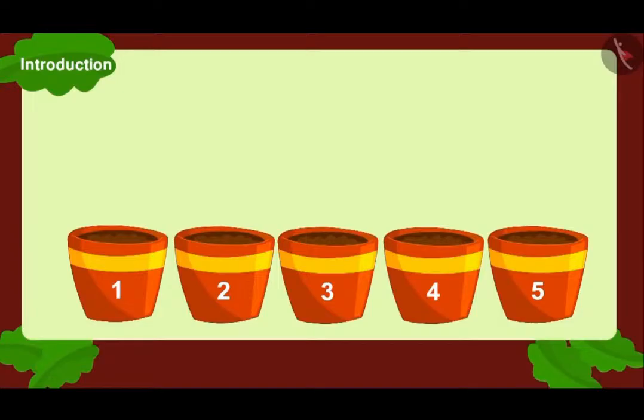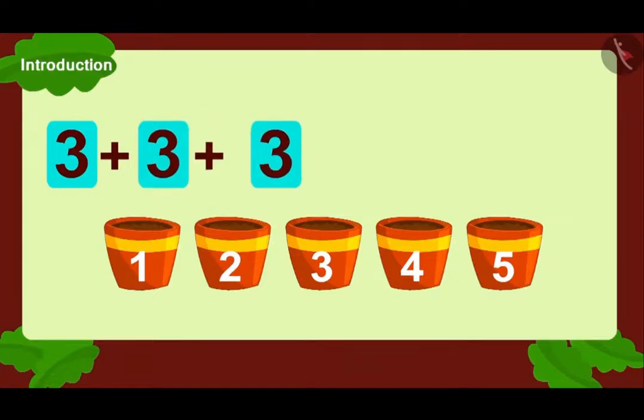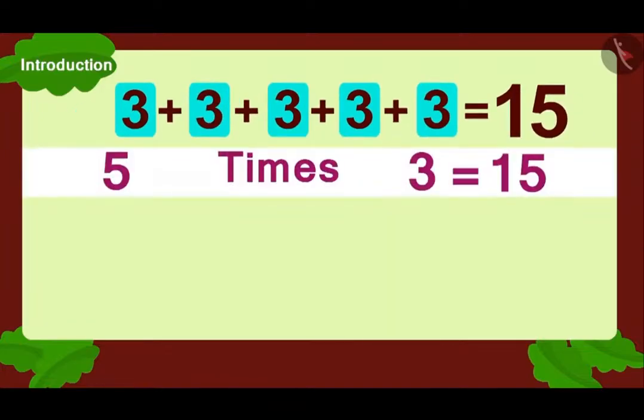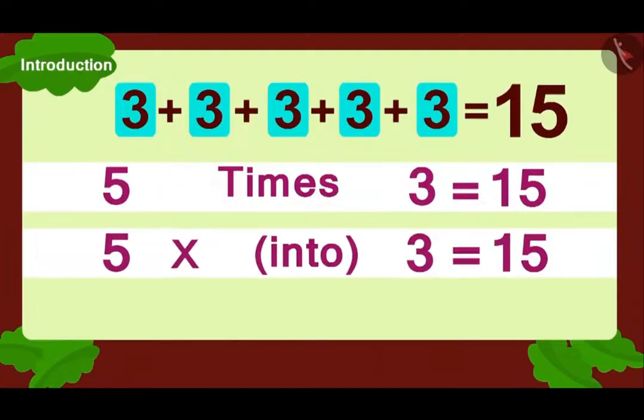Children, if Babban had planted 3 seeds each in 5 pots, then can you write this by using multiplication? Yes, we can write it as 3 plus 3 plus 3 plus 3, and finally 1 more 3, equals 15, or 5 multiplied by 3, or 5 multiplied with 3. We can write it like this.